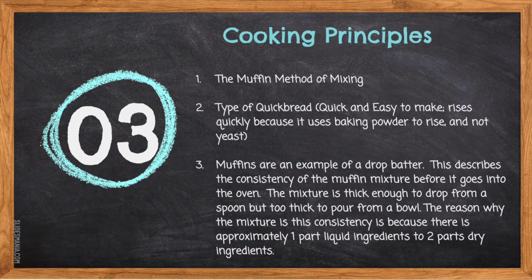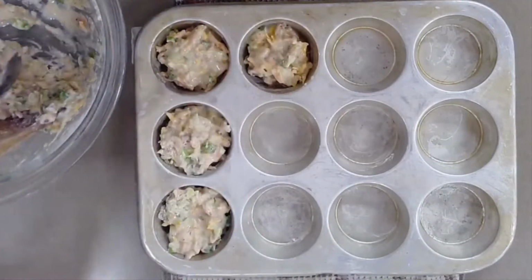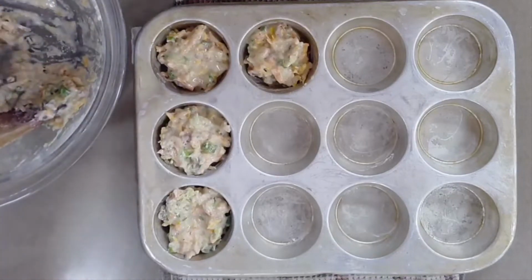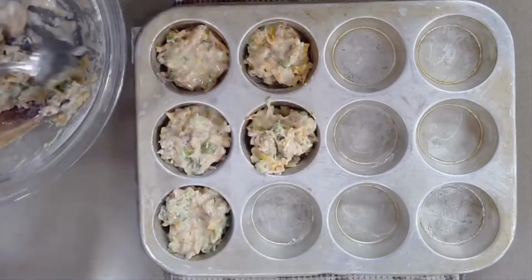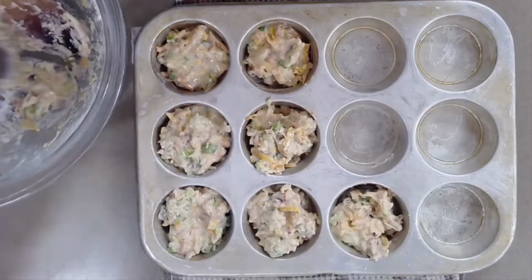Cooking principle number 3. Muffins are an example of a drop batter. This describes the consistency of a muffin mixture before it goes in the oven. The mixture is thick enough to be dropped from a spoon, but too thick to be poured from a bowl. The reason why the mixture is this consistency is because there's approximately 1 part liquid ingredients to 2 parts dry ingredients.